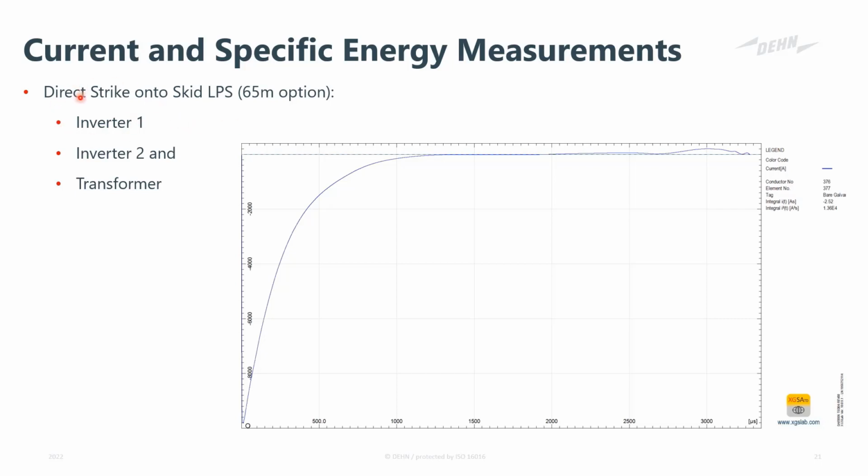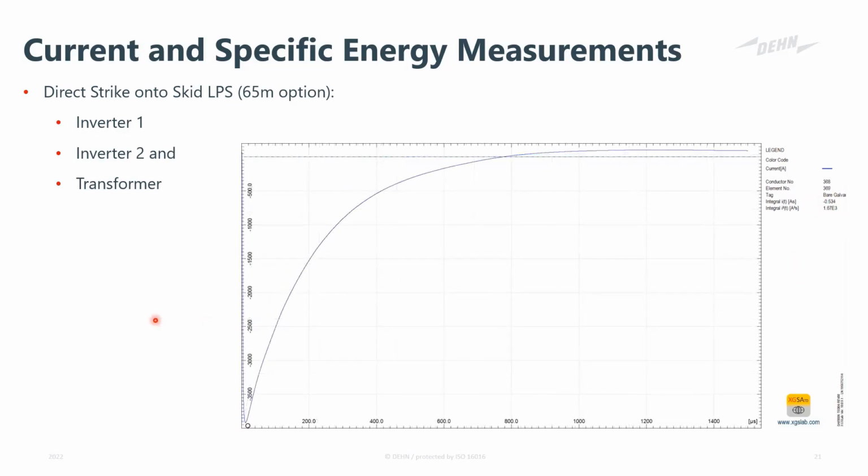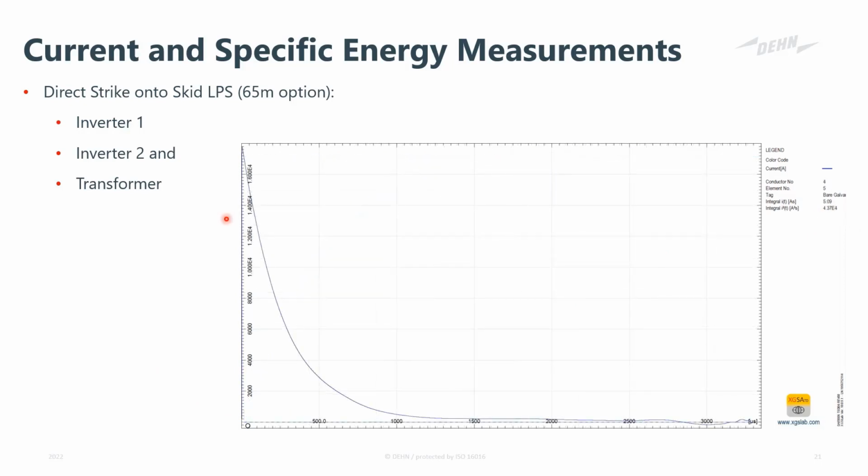Firstly, you can see for inverter 1, again a 9 kA at peak value. This is quite close to the transformer. The specific energy is around 13 kiloamp squared seconds. For inverter 2, it's around 4 kiloamp of peak value and around 1.6 kiloamp squared seconds. And at the transformer station, again, the values are quite high with specific energy up to 43 kiloamp squared seconds.